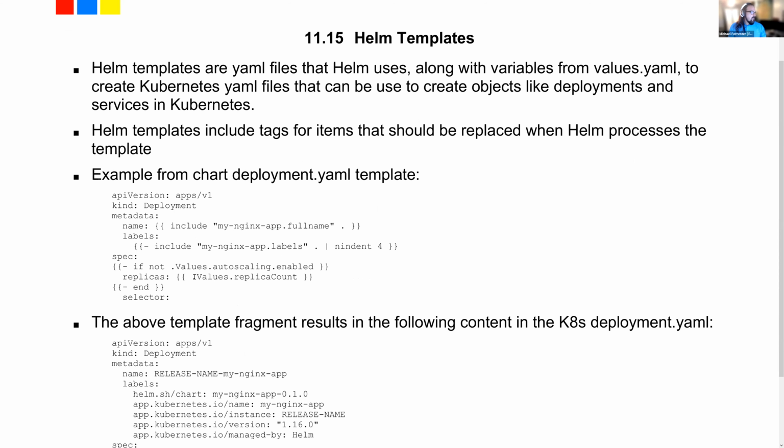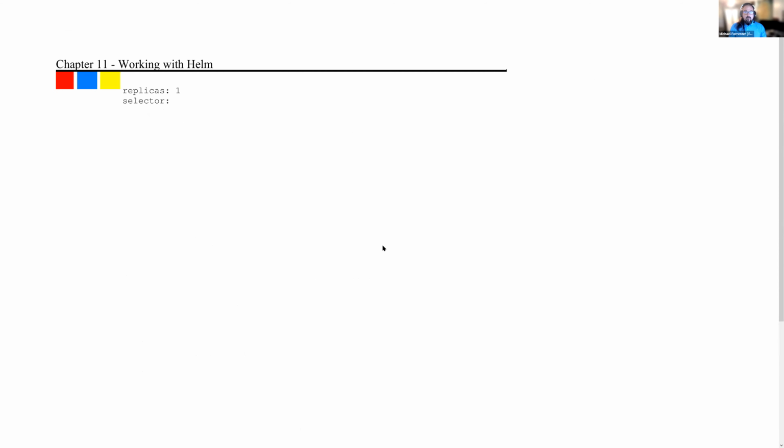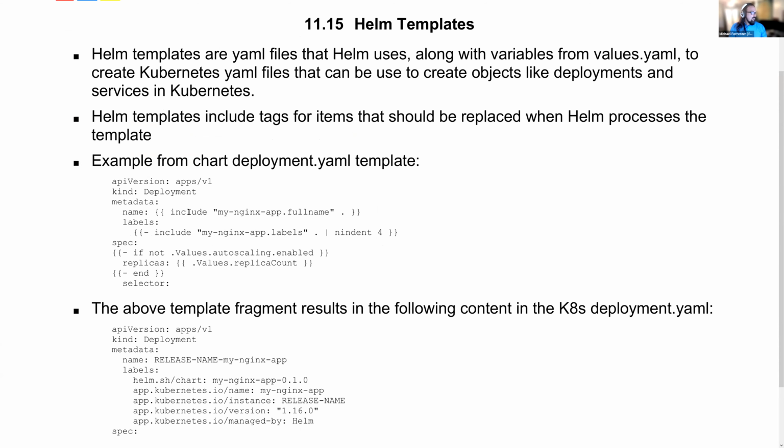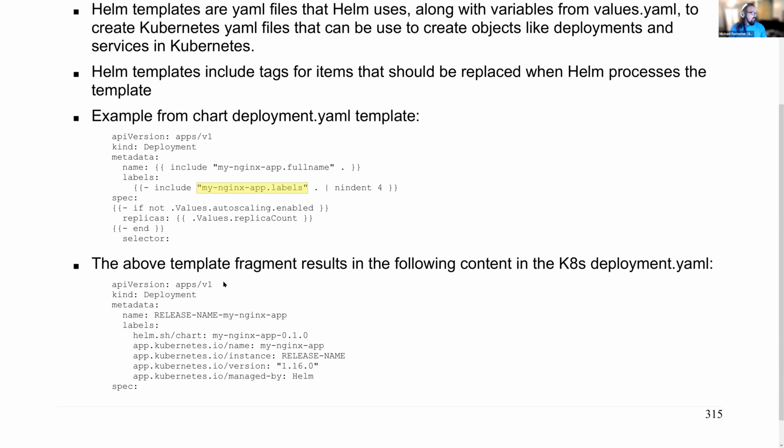So I think we talked about the substitutions already. So it actually is including values, right? And indenting them, obviously, because that's what YAML requires. Including the full name of the Nginx app, including the labels from the app. So there's a lot of substitution in these files, these template files that we're suggesting.